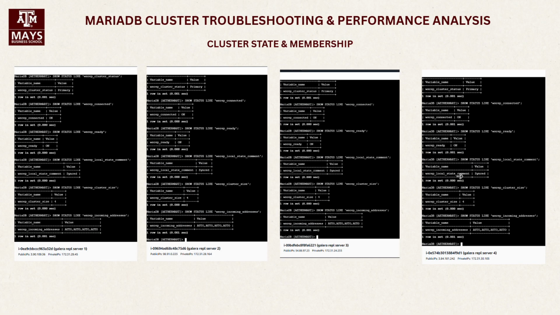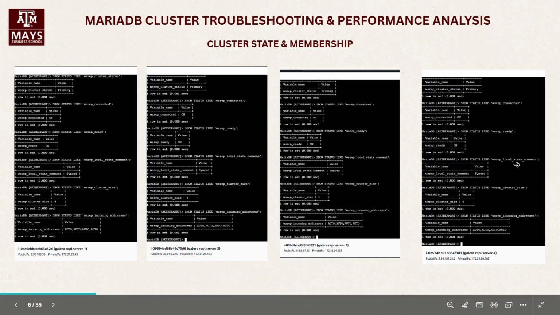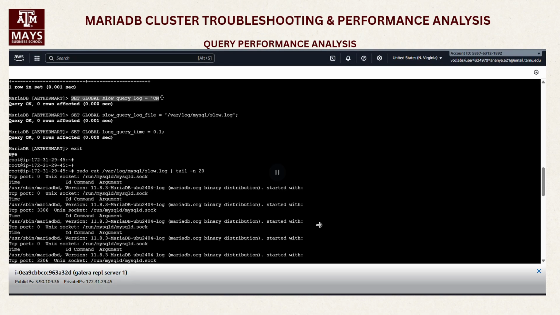I ran all these commands on all my 4 servers and I saw that the cluster was healthy. The status was primary for all the 4 servers. They were all connected with each other because this value is ON. The servers were ready to exchange data. The servers are in sync. The size is 4. And the addresses are set to auto in all 4 of them. All these screenshots tell me that my cluster is healthy and good to go.